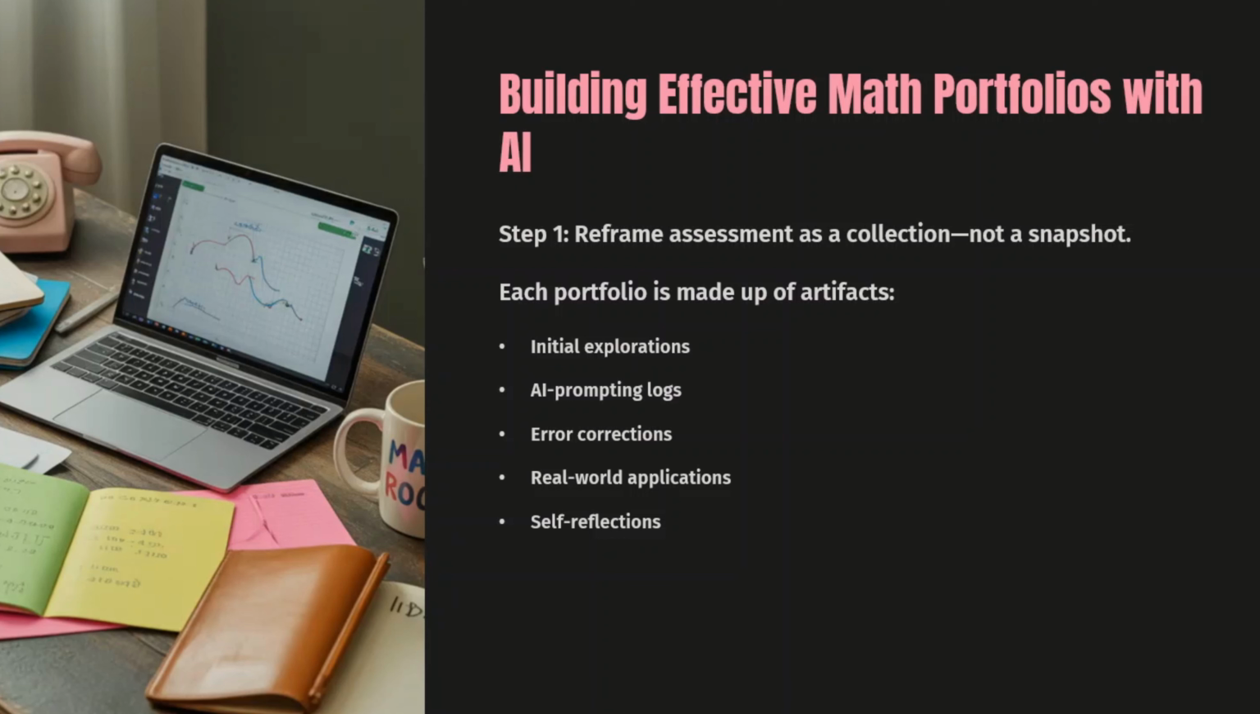Tell the students you are not turning in one perfect answer. You're building evidence of your thinking over time. Each portfolio is made up of artifacts such as initial explorations, AI prompting logs, error corrections, real world applications, and self reflections. These artifacts work together to show not just what a student knows, but how they're growing.